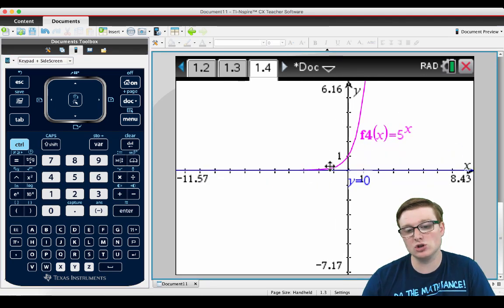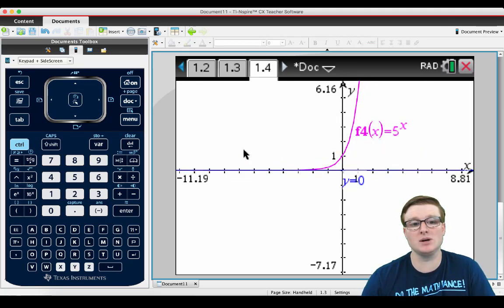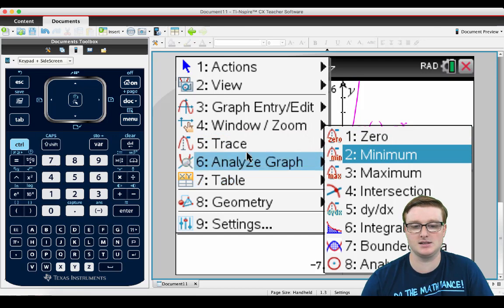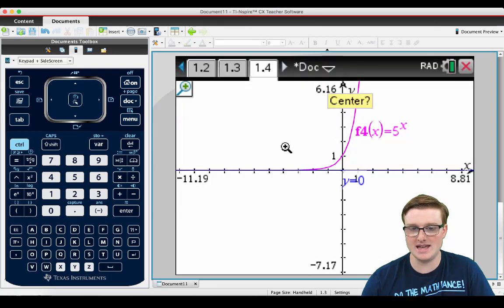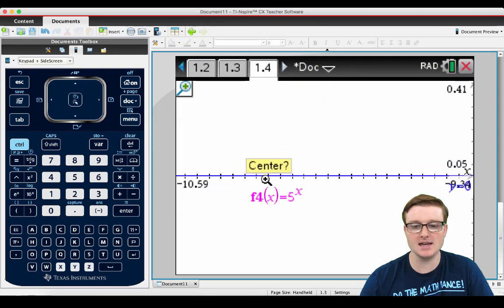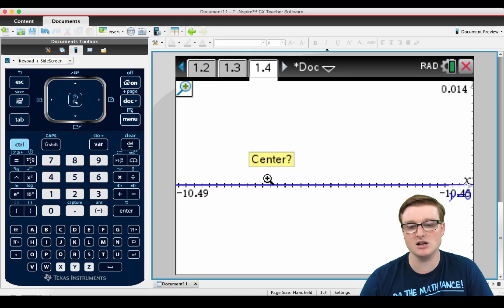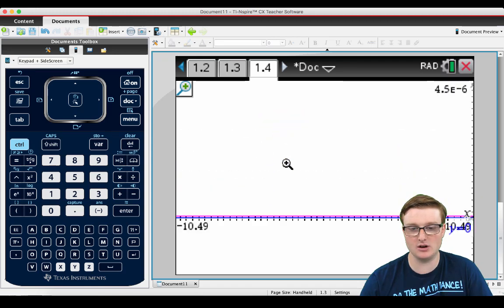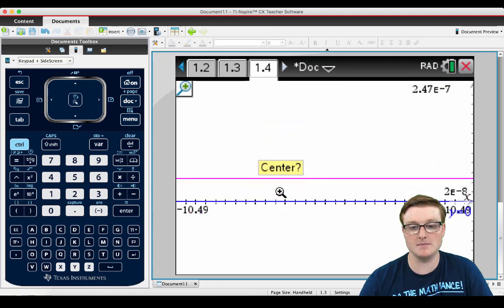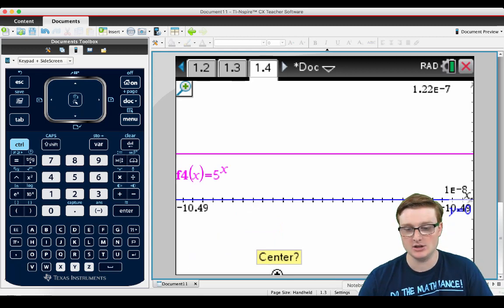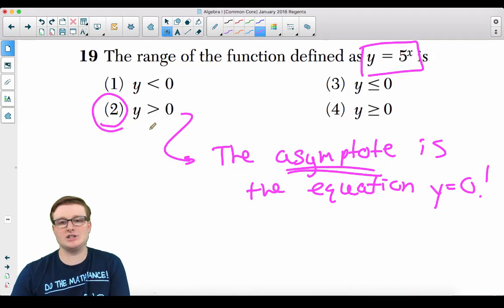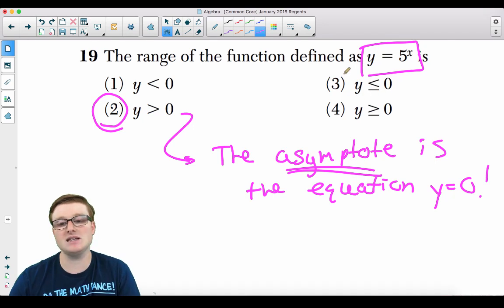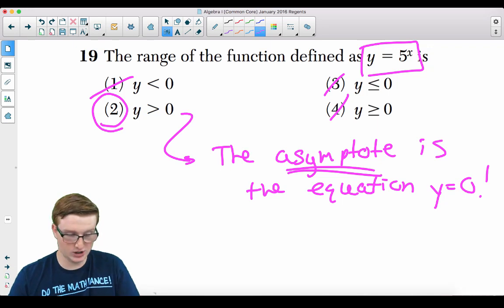You see how the pink is slowly and slowly approaching the blue? Listen, it looks like it touches the blue, but it actually doesn't. If I take a magnifying glass and I zoom in, look at this. The pink and the blue actually never touch, and that's what an asymptote is. An asymptote never ever touches the function. It took a while to get there, but look, the pink never touches the blue. So that's why it is going to be y is greater than 0. That is your range. It can never be equal to 0, and it cannot be less than 0. So that's why it's going to be choice 2.